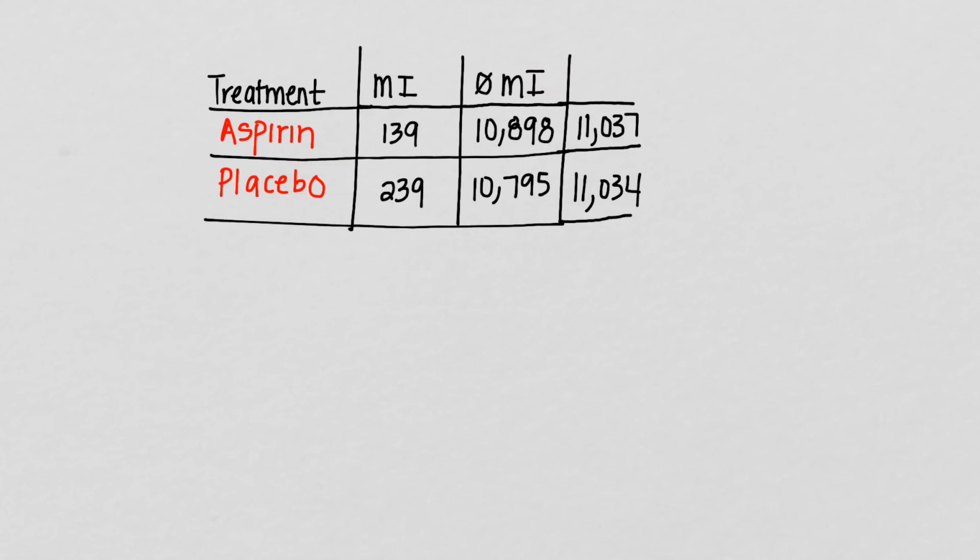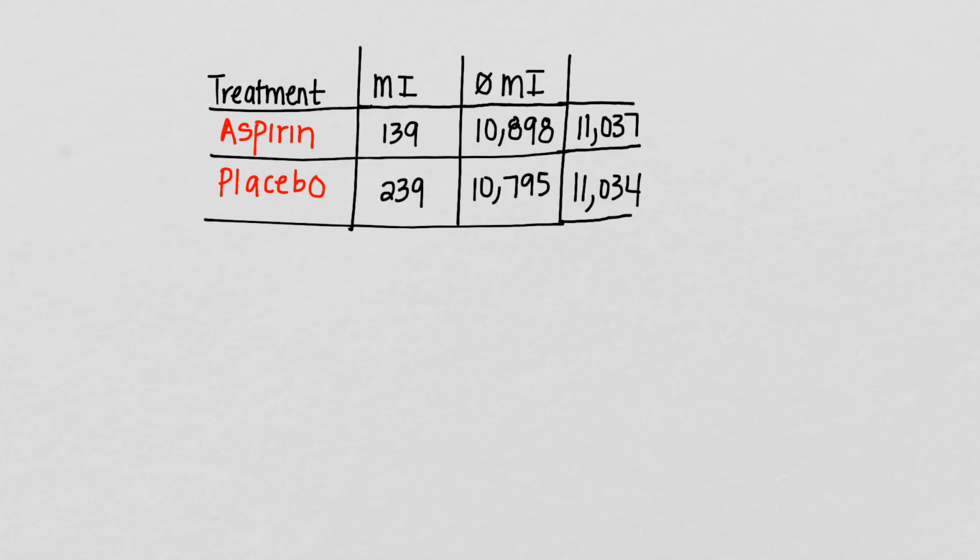In the placebo group, we had 239 patients who suffered from some type of heart attack or myocardial infarction. And then last but not least, 10,795 individuals in the placebo group did not suffer from myocardial infarction. So what I've done is basically, in this column here, just totaled out the rows because I think it makes it easier in terms of calculating.